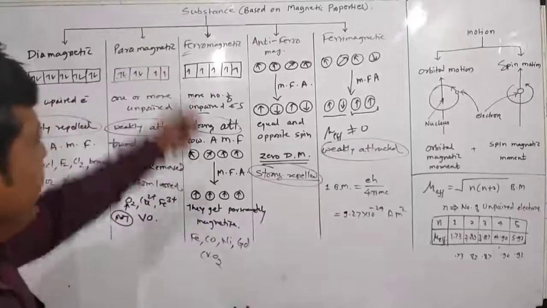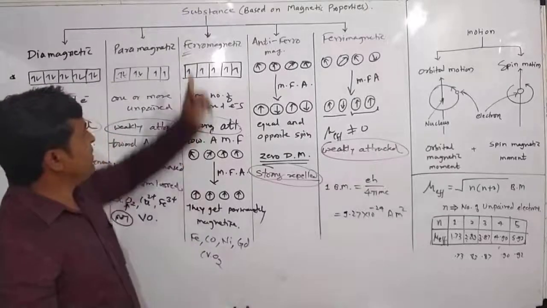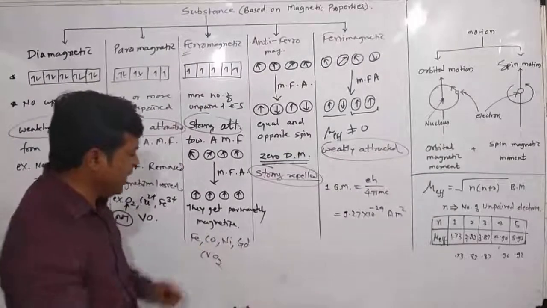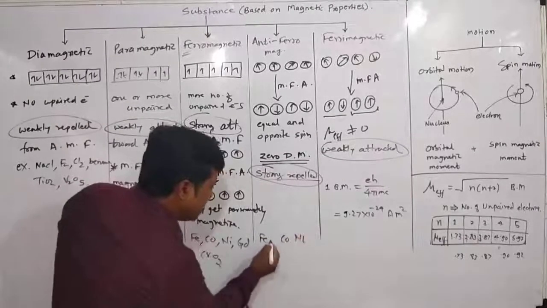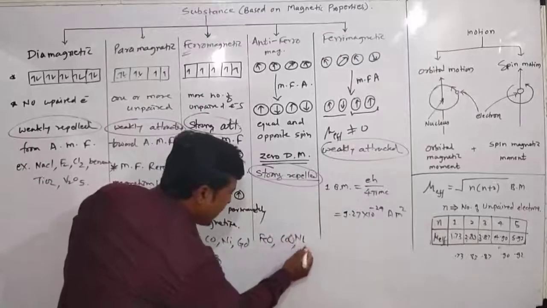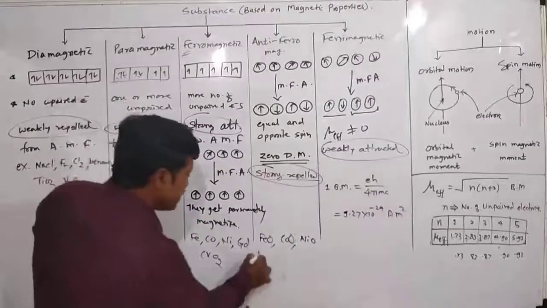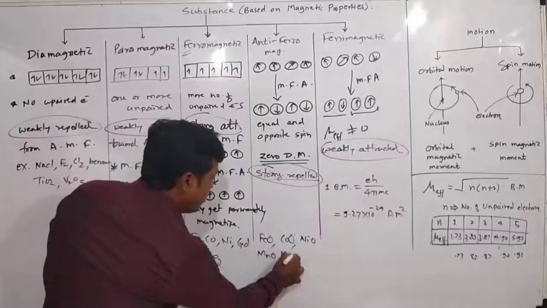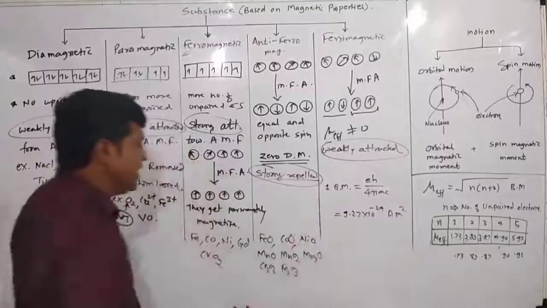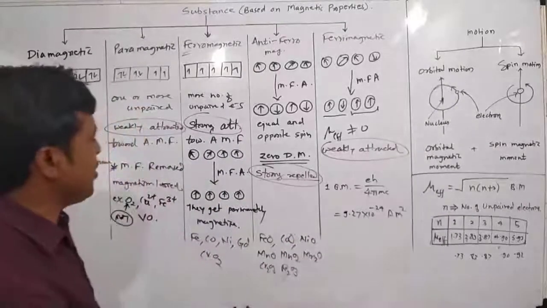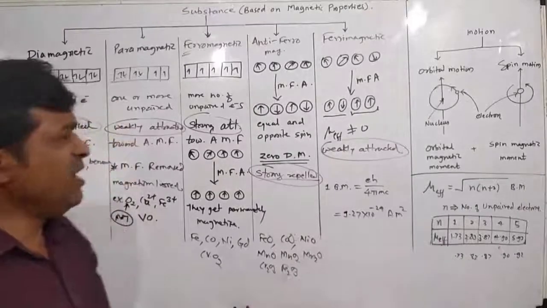Okay. Now, antiferromagnetic substances. They can be remembered on the basis of the ferromagnetic examples. Fe, Co, Ni: that means ferrous oxide, cobalt oxide, and nickel oxide, monoxides we can say. Other examples are MnO, MnO2, Mn2O3, Cr2O3, Fe2O3. These are the examples of antiferromagnetic substances.